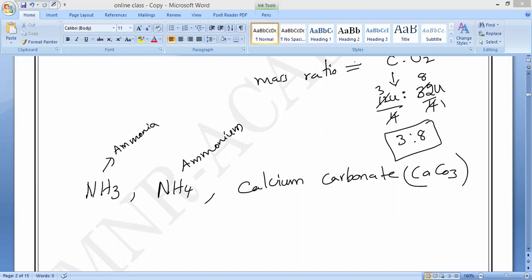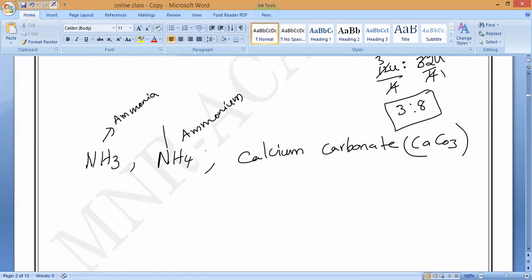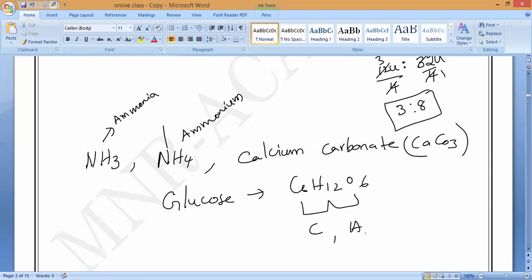Glucose. What is the glucose formula? Can you say? C6H12O6. Please remember, glucose is C6H12O6. How many elements are there here? 3 elements: carbon, hydrogen and oxygen. So 3 different elements.